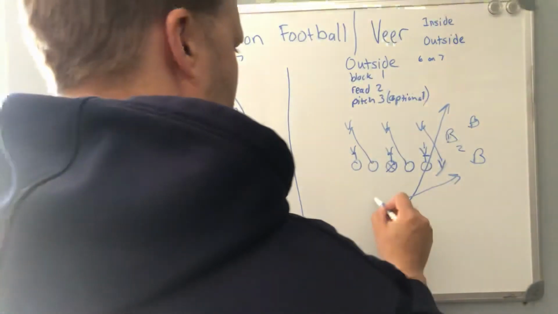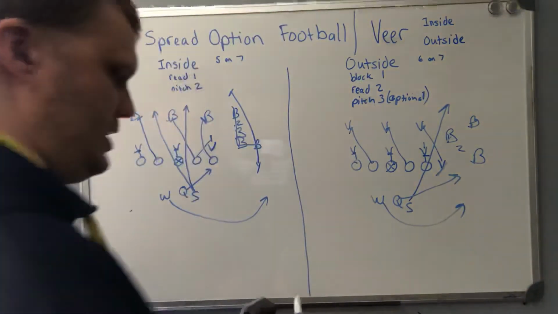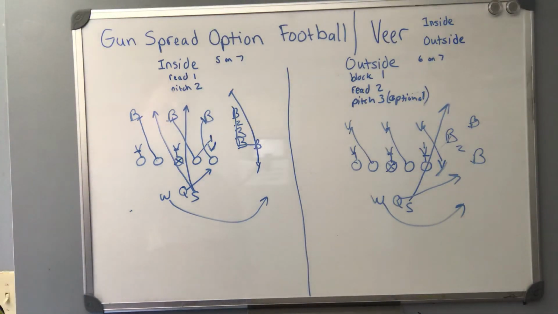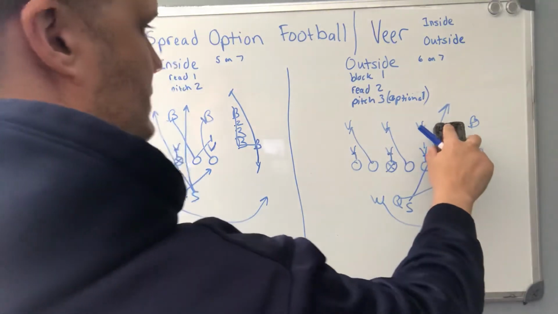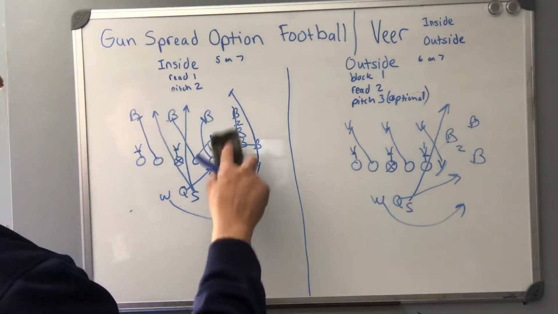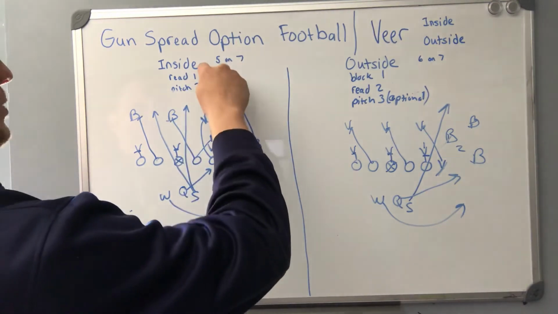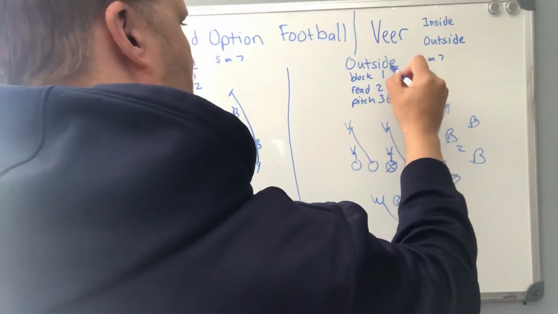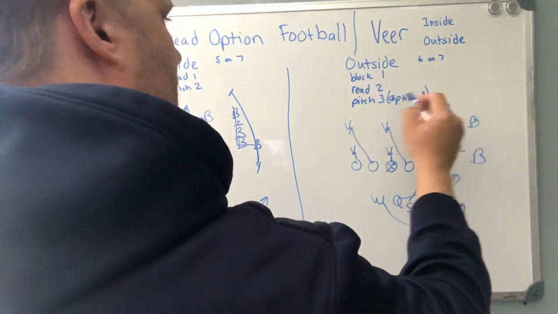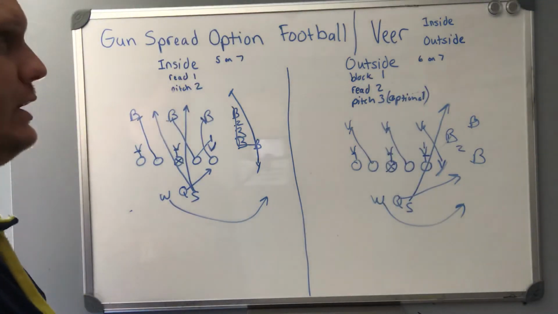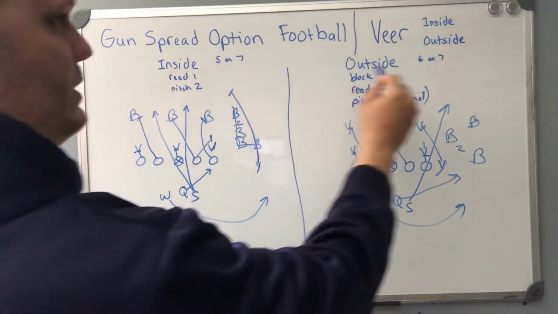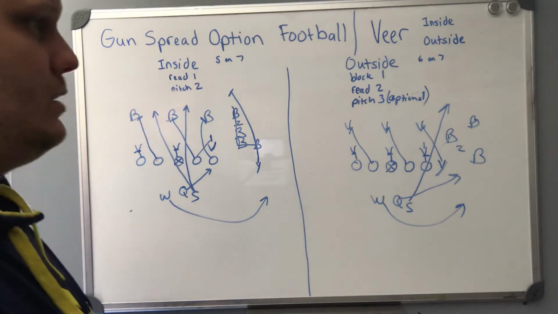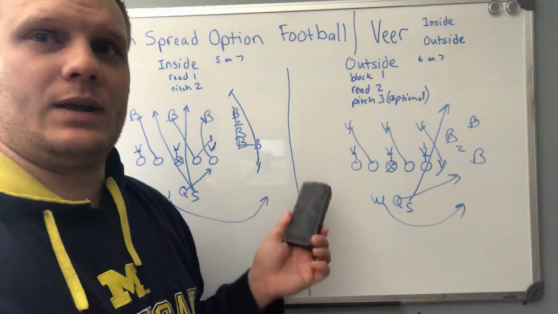But we do not change anything because of what we're trying to do here. We do not change our numbering system to the defense. It always works to what we want. So inside veer, we're always reading the 1, we're always pitching off the 2. Outside veer, we're always blocking the 1, we're always reading 2, and you can have a pitch guy if you want to pitch off number 3. Inside veer, you can have 5 on 7. Outside veer, you always have to have 6 guys in the box if they have 7 guys in the box. That is how we identify and block inside and outside veer.